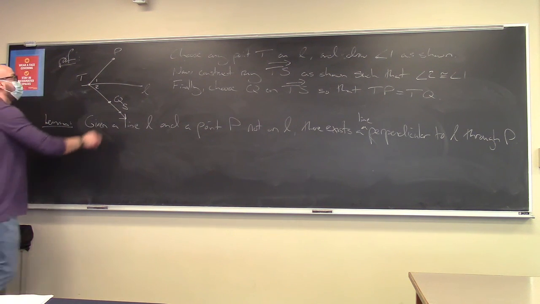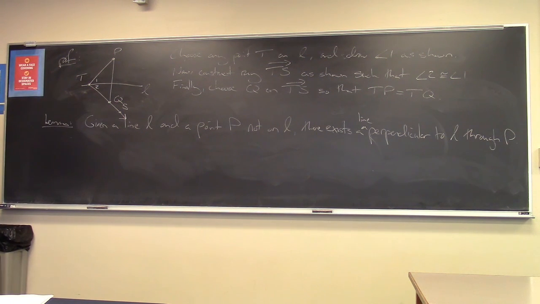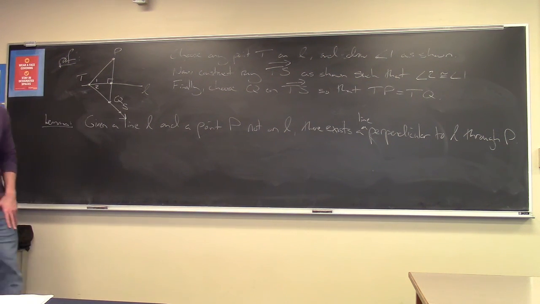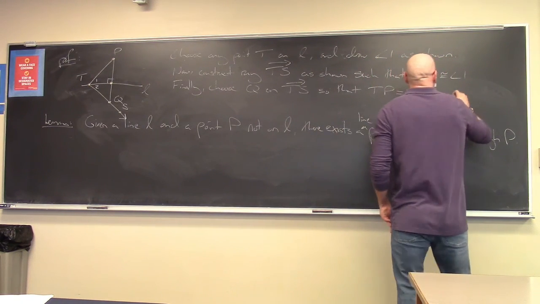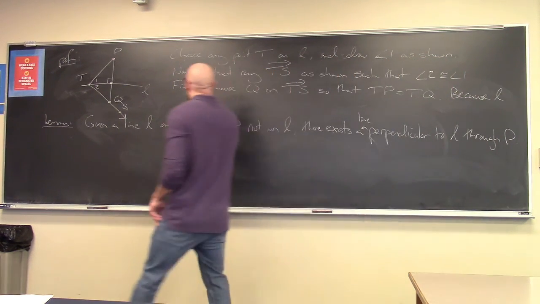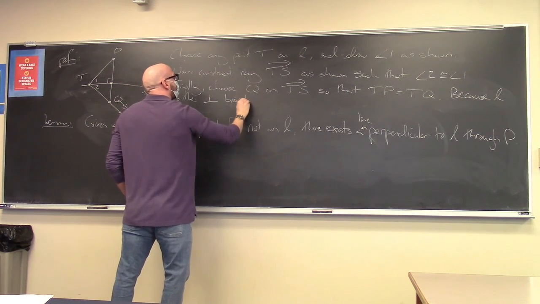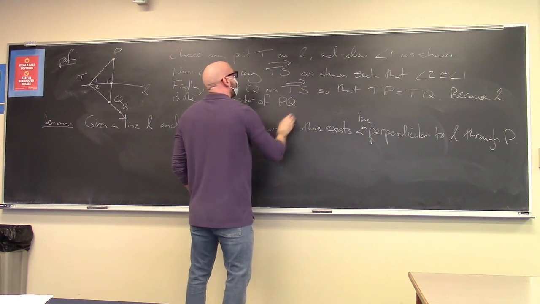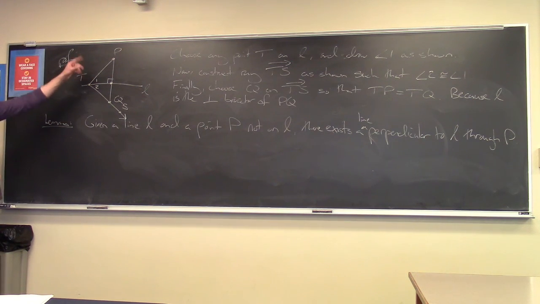And now the result follows, right? L is a perpendicular bisector of this line segment, PQ. So I have a right angle right there. Because L is the perpendicular bisector of PQ, because P and Q are equidistant from T.